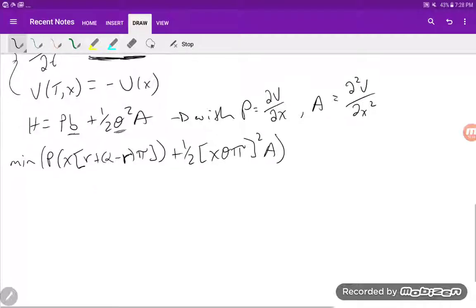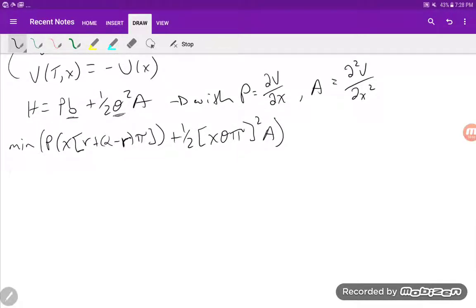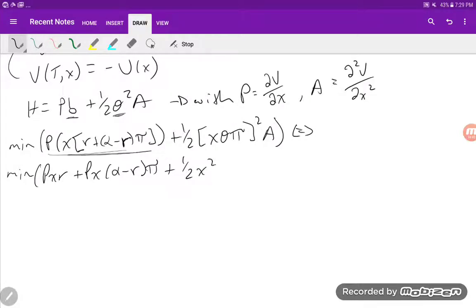So, simplify this just a little bit. Same thing as minimizing PXR. So basically I'm just working this term a little bit. PXR plus PX alpha minus R pi, and then of course plus 1/2. And then I'm just going to square this term. X squared sigma squared pi squared A.